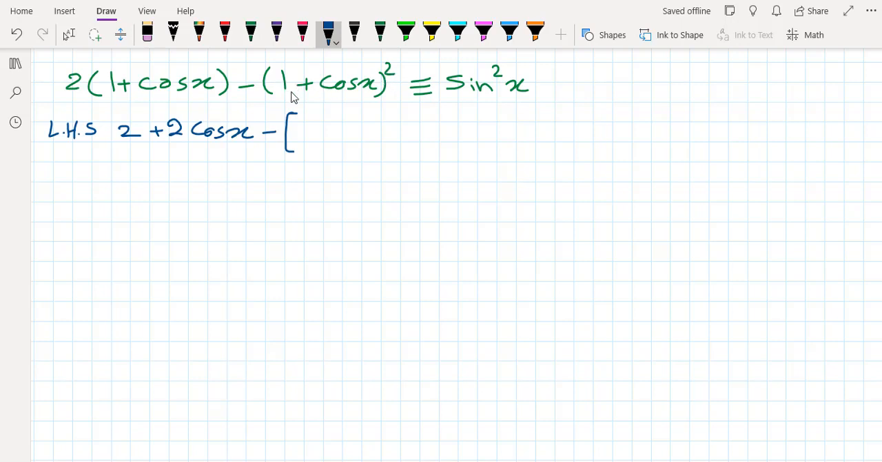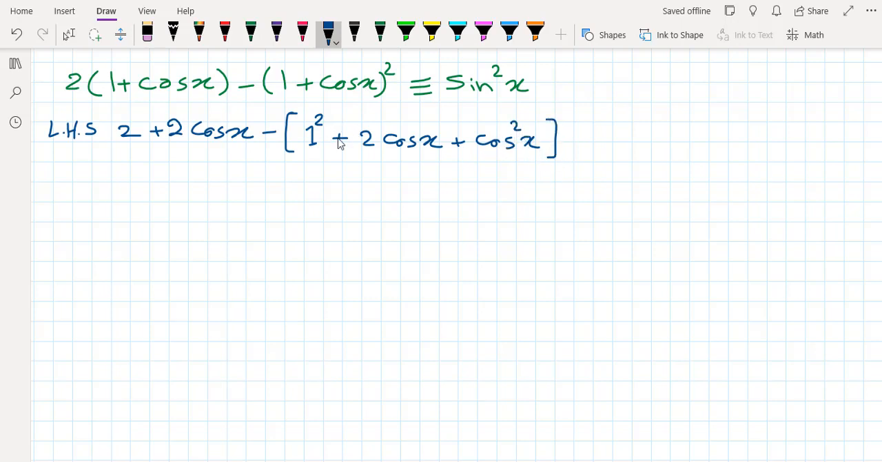Listen carefully. The first term squared, so this is 1 squared. 2 times first times second: 2 times 1 is 2, times the second term, it will be 2 cosine x. This way works all the time. And finally, the second term squared, so it will be plus cosine squared x.